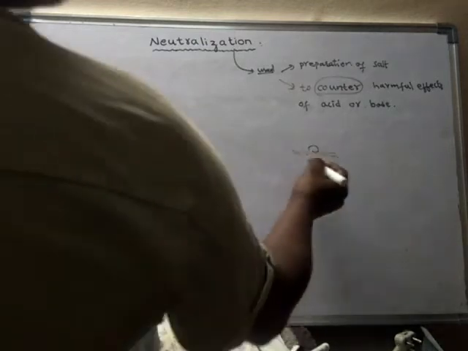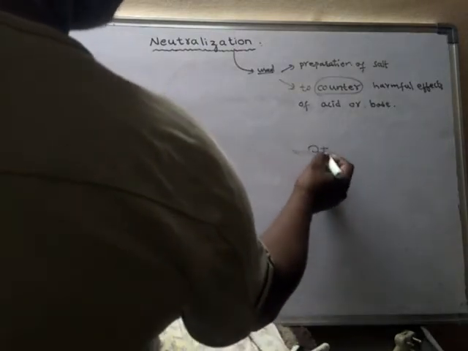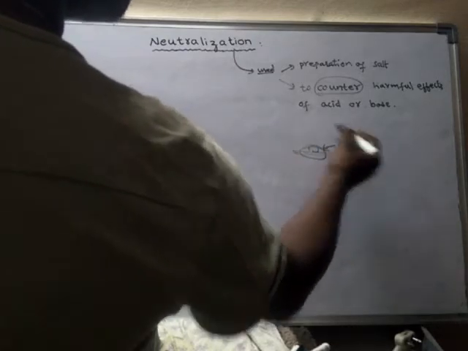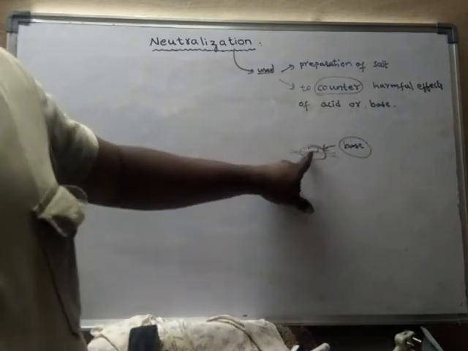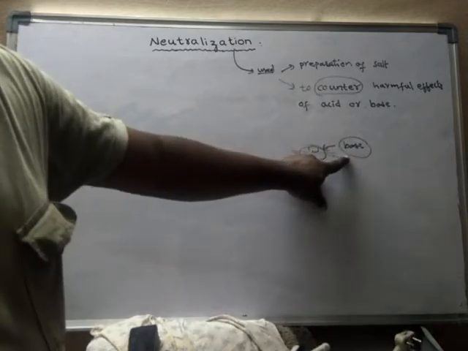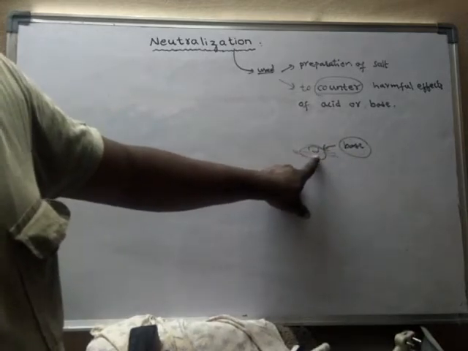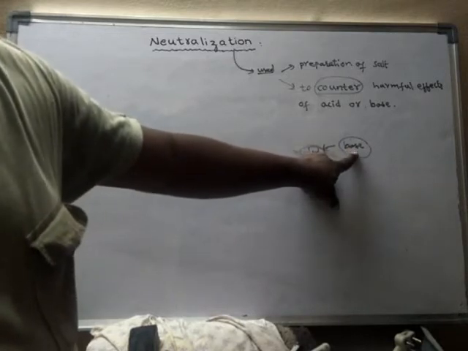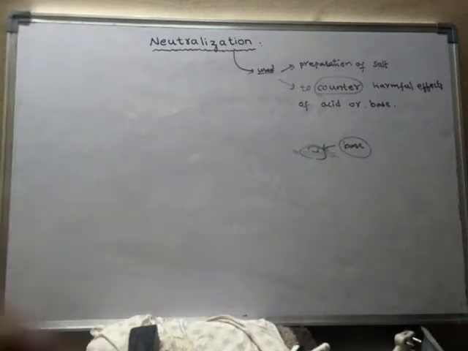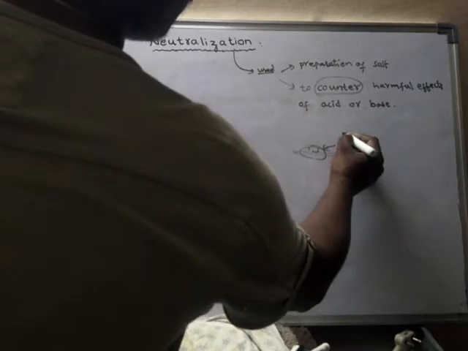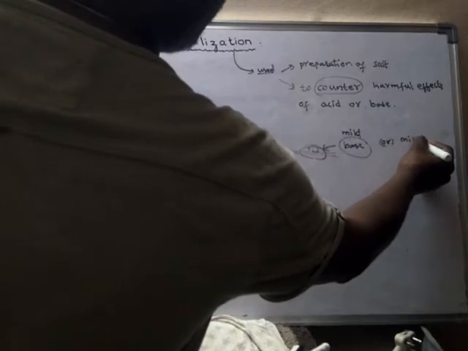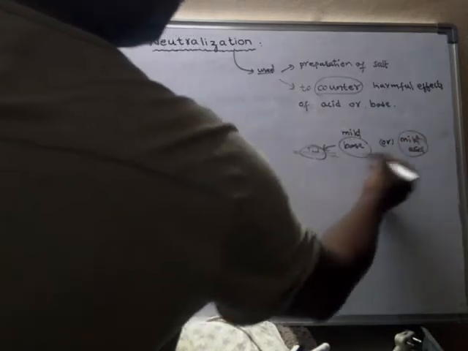So immediately we have to rub this area gently with a base. What happens? The acidic effect is neutralized. It is opposed by the base. Suppose a base has fallen here, then we have to use mild acids. So always use a mild base or mild acid in those situations.